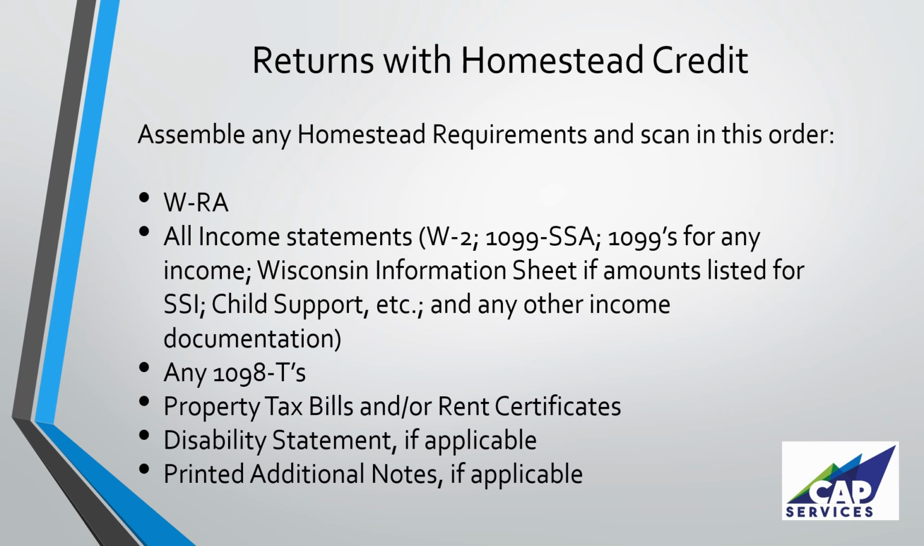For returns with a homestead credit, you will assemble any homestead requirements and scan in this order. Number one on the page will be the WRA, followed by all income statements, whether it be a W-2, a 1099, information listed for the SSI payments or child support, any type of income documentation. Next, it would be the 1098-Ts. That would be followed by the property tax bills and or rent certificates.